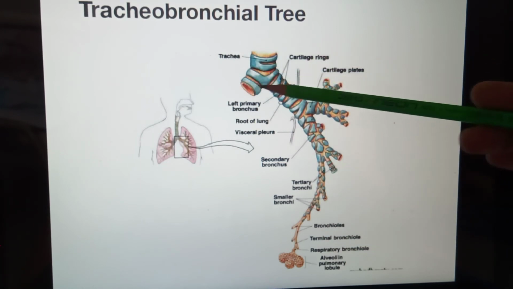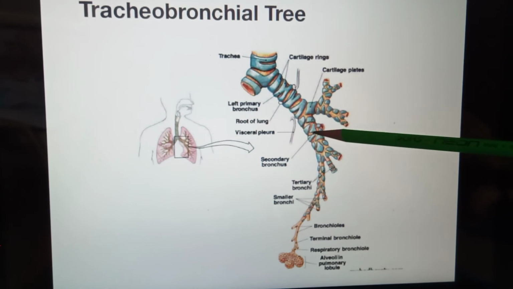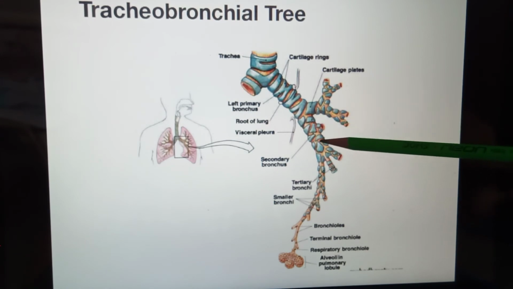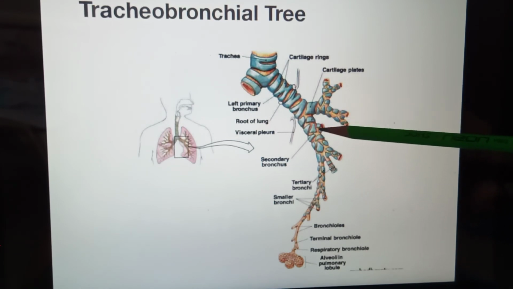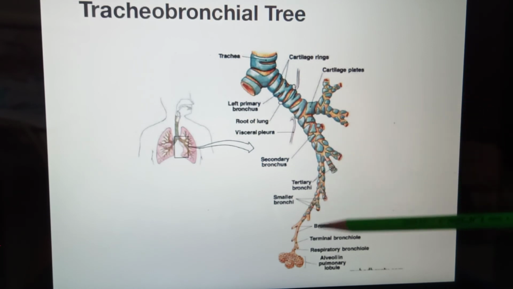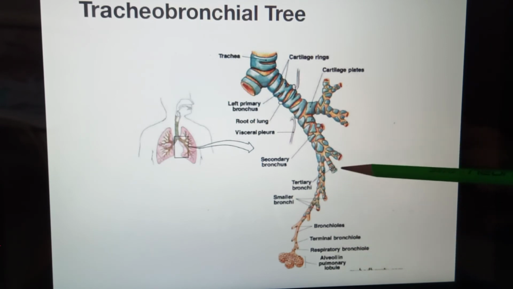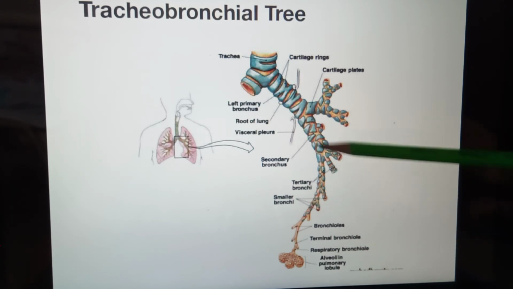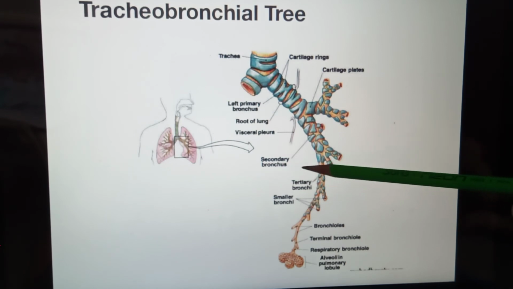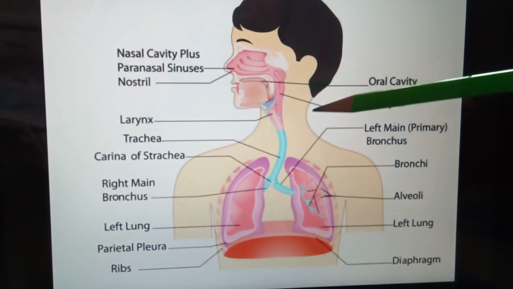Means the trachea divided into two primary bronchi, the primary bronchi divided into lobar bronchi, then the lobar bronchi divided into segmental bronchi, then the segmental bronchi divided into terminal bronchi, then the terminal bronchi divided into respiratory bronchi, and it divided into alveolar sac. Okay, and the lobar bronchi, segmental bronchi, and terminal bronchi are also like the secondary bronchus. So this is all about the respiratory tract.